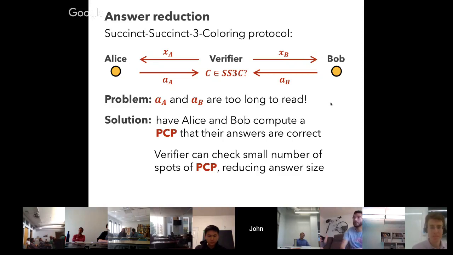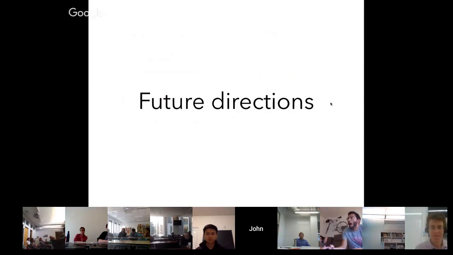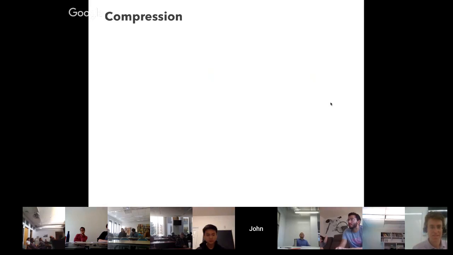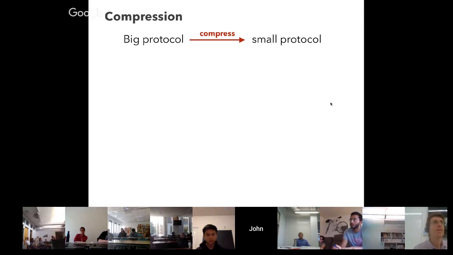Okay, so that's answer reduction. Like I said, this part is a bit more standard than the first part. Okay, so let me just briefly tell you about some future directions. So one way you can view our protocol is as a compression scheme. So we took this big protocol, big in some nebulous sense. It had big questions, big answers, the verifier ran in exponential time. And then we used some sort of thing to compress it into a small protocol where everything is a polynomial number of bits, polynomial runtime, whatever.